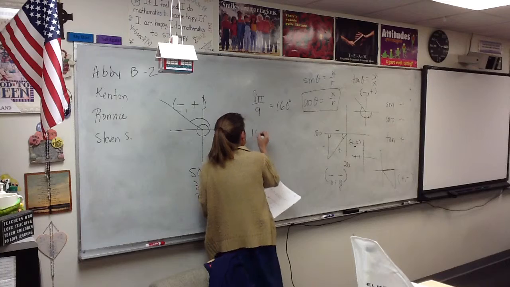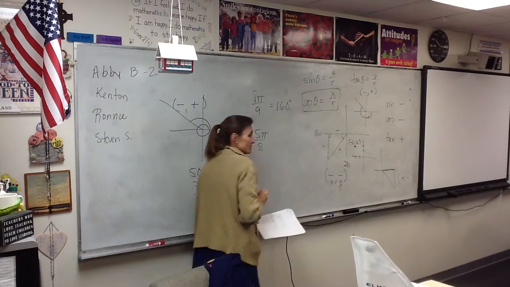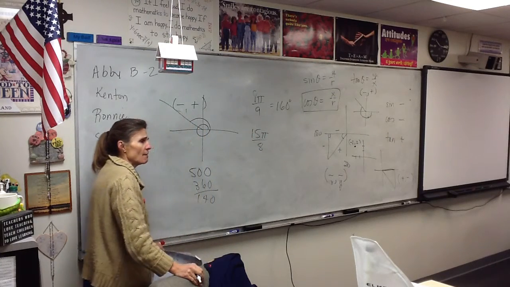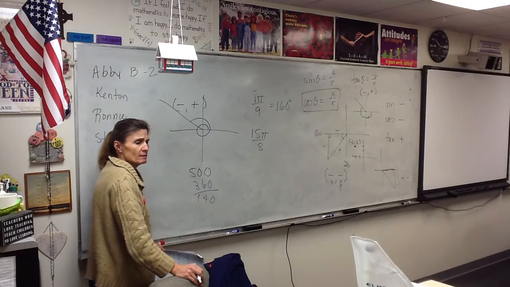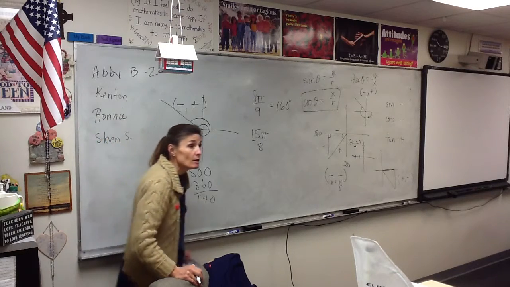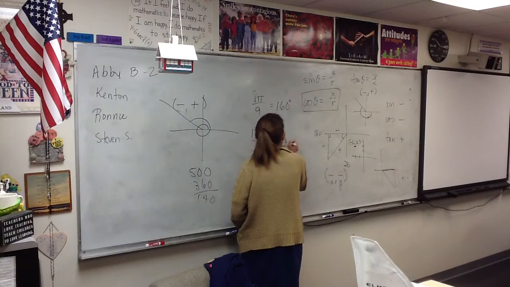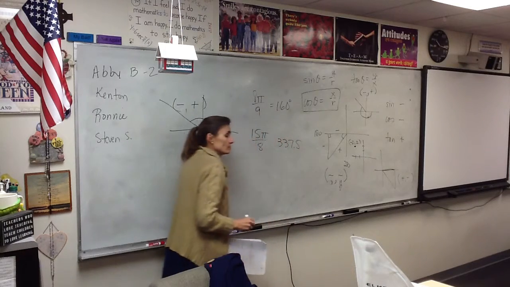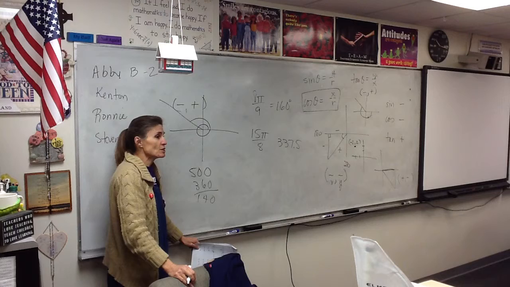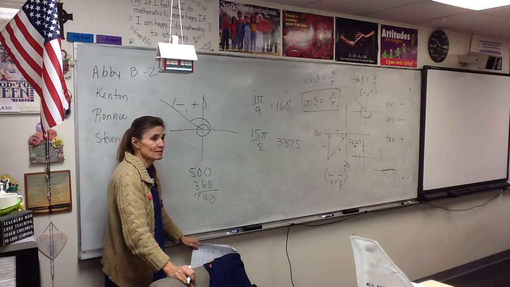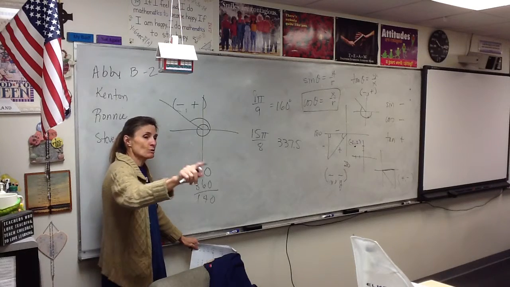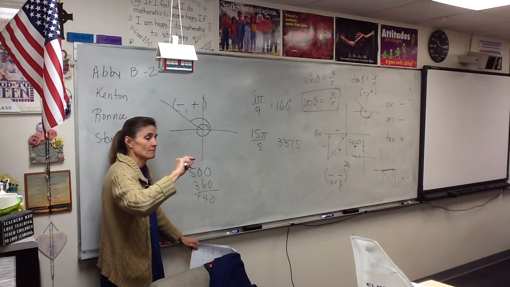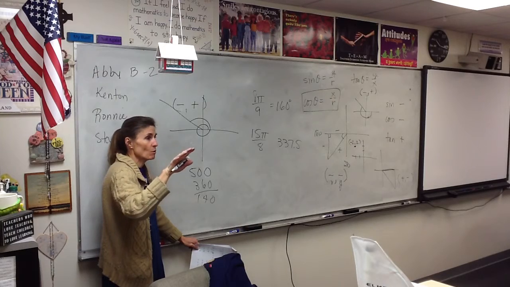D, 15 pi over 8. Oh, this one's harder. I might need a calculator to help me with this one. Would somebody do that for me? 337.5. In which quadrant is 337? Katie's saying 4, Jabron's saying 1. 4. Somebody else is saying 4 over here.